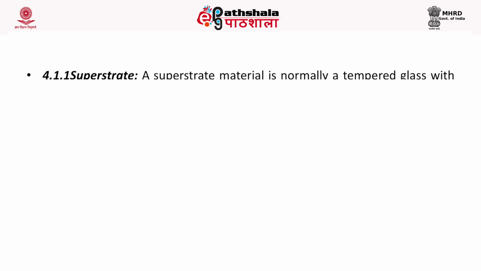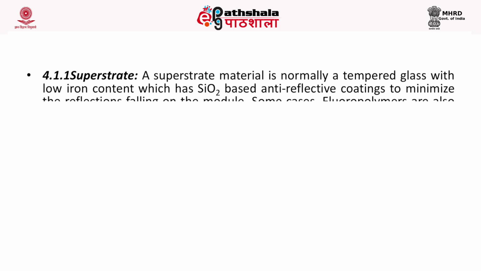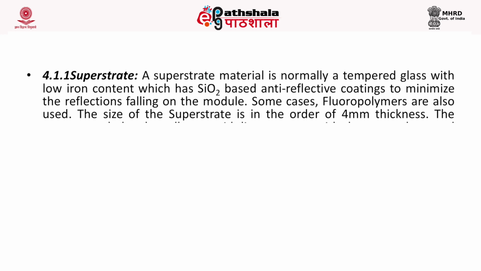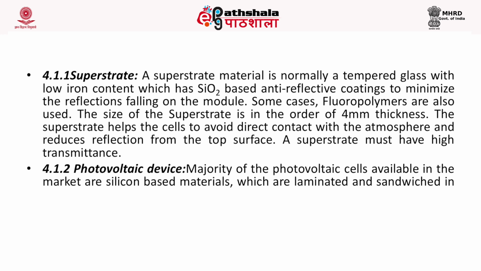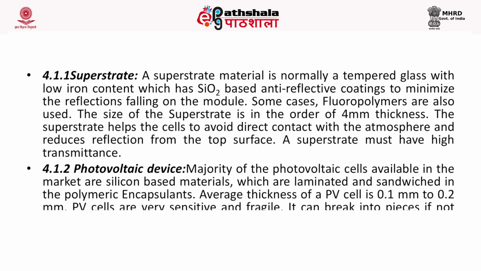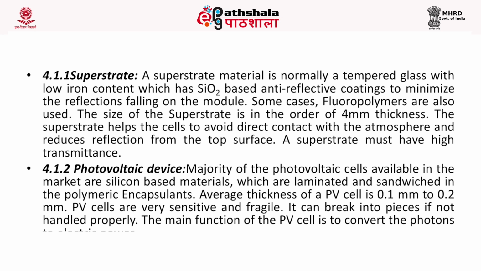Let's see what is a superstrate. A superstrate material is normally a tempered glass with low iron content which has silicon oxide based anti-reflective coatings to minimize the reflections falling on the module. In some cases, fluoropolymers are also used. The size of a superstrate is in the order of 4 mm thickness. The superstrate helps the cells to avoid direct contact with the atmosphere and reduces reflection from the top surface. A superstrate must have high transmittance also.